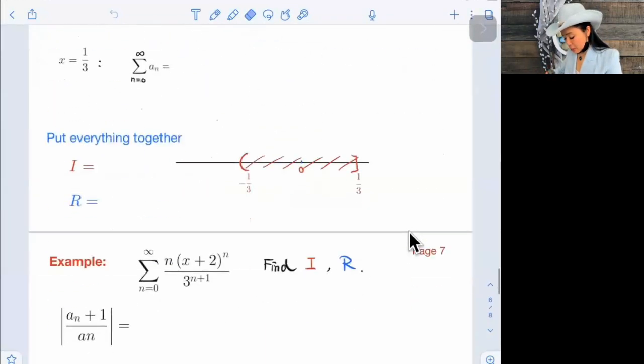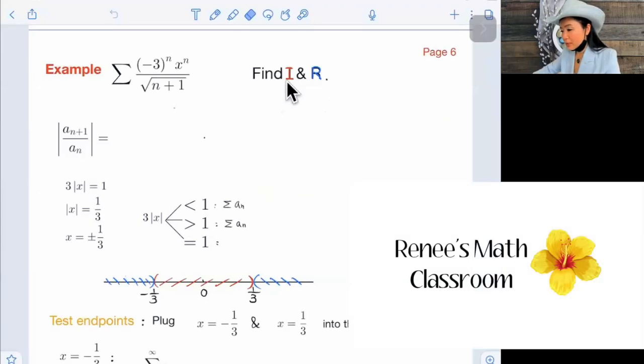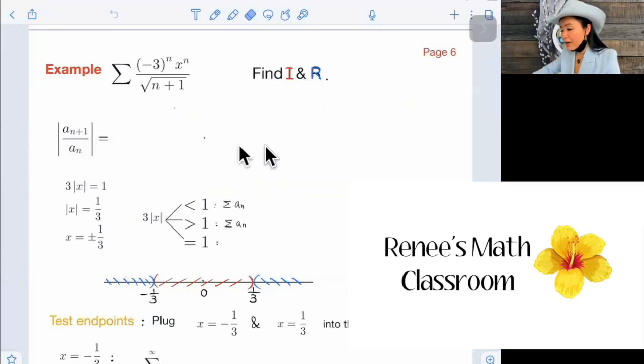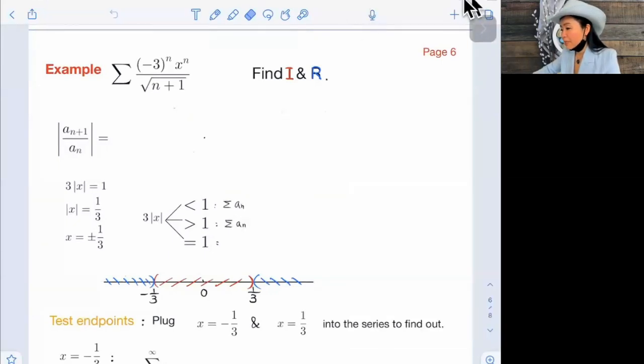Now we're going to do this example, to find the interval of convergence and radius of convergence. So what test do we use to find I and R? Ratio test. Yes, good. I want you to go ahead and use the ratio test and find out what you have here, and then continue. I'm going to pause the recording and give you 5 minutes to work on this.